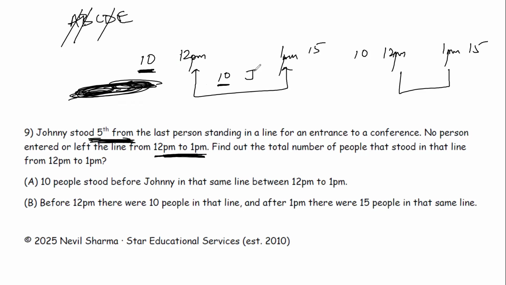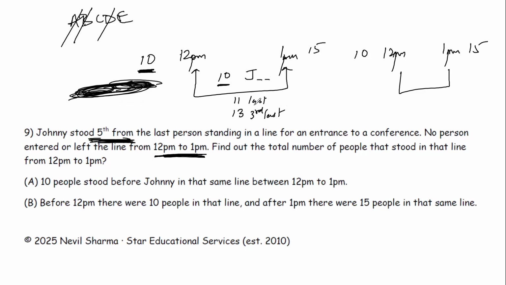So suppose we assume that Johnny is fifth from the last between 12 to 1 p.m. Correct? But that's just an assumption. What if he is the last person from 12 to 1 p.m.? In that case, there are 11 people. What if he's third from the last? If he's third from the last, then there are 13 people.